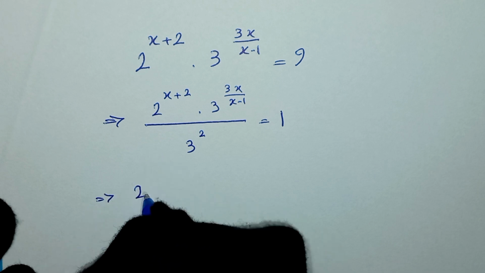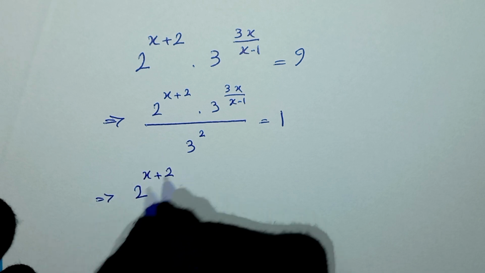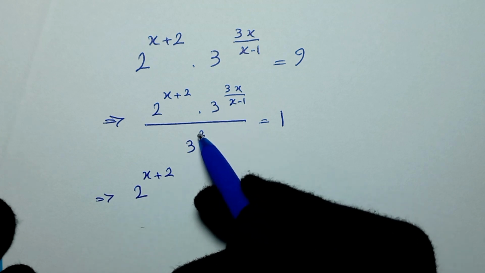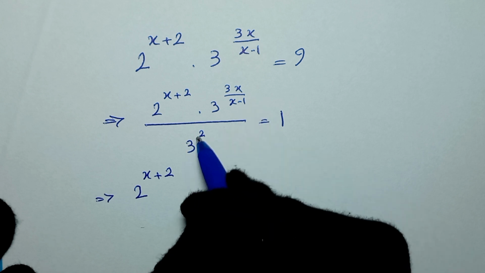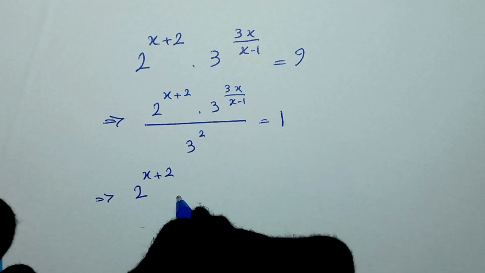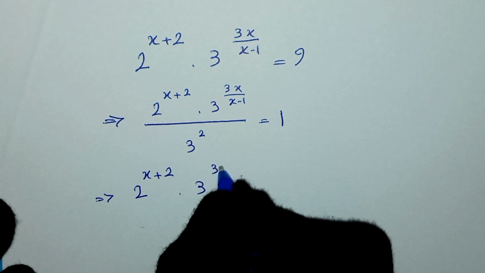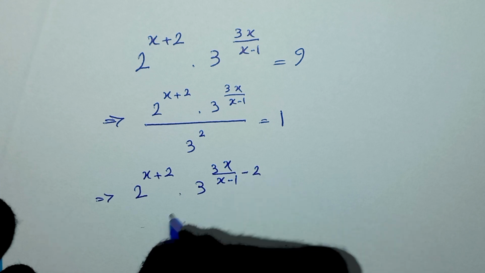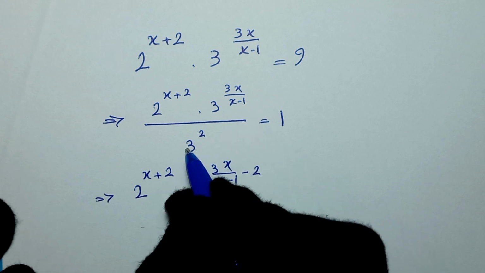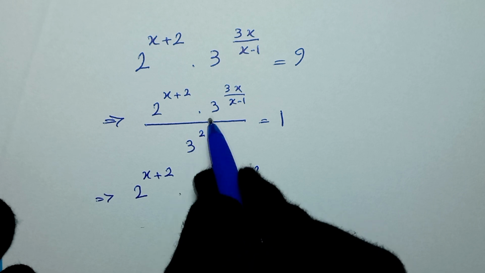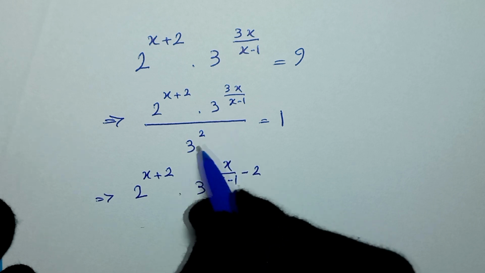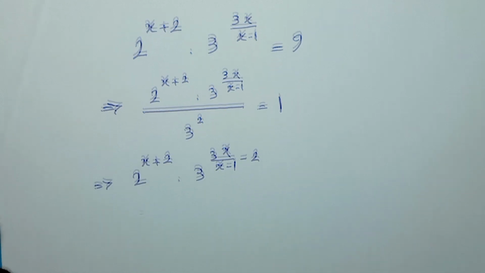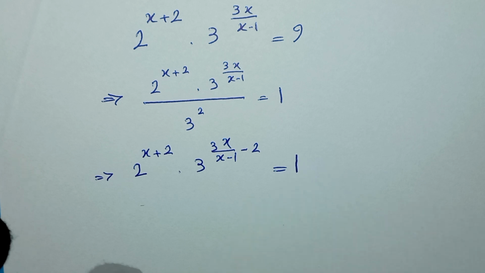it will be 2 to the power of x plus 2, and in here if we take this 3 to the power of 2 to the numerator, it will be 3 to the power of negative 2, right? And we can write this as 3 to the power of 3x over x minus 1 and minus this 2, right? We take this to the numerator and it will be 3 to the power of negative 2, and this base is 3 and this base is 3, so we can subtract the powers, okay, is equal to 1.